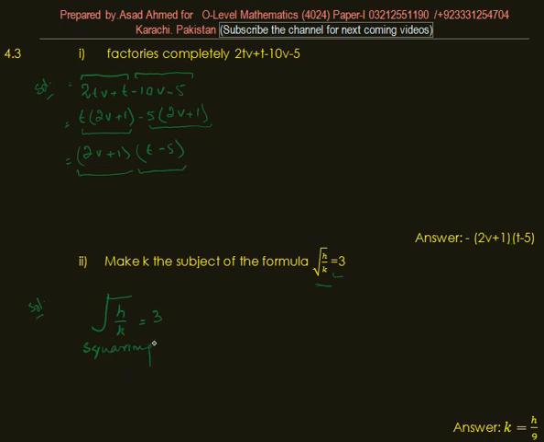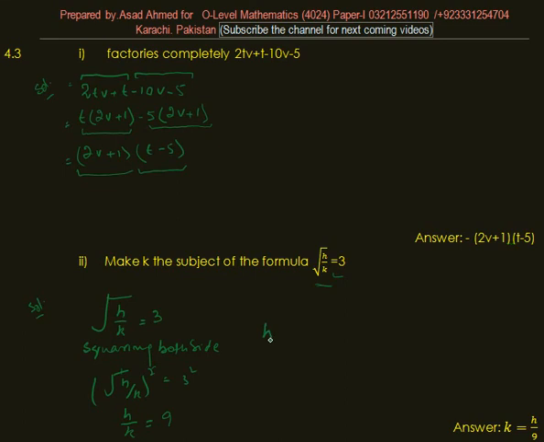Squaring both sides, it becomes h upon k is equal to 3 squared. Now the square cancels with the square root, so it becomes h upon k is equal to 3 squared, which is 9.